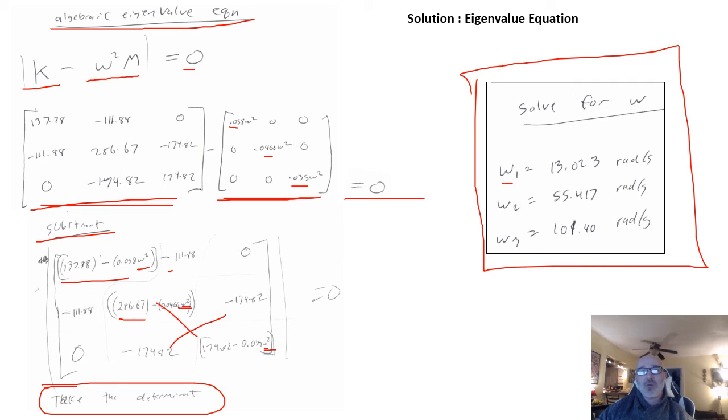So when you do that, what we end up with when we solve for our omegas is that omega 1 is equal to 13.023 radians per second. Omega 2 is 55.41 radians per second. And omega 3 is 101.4 radians per second.